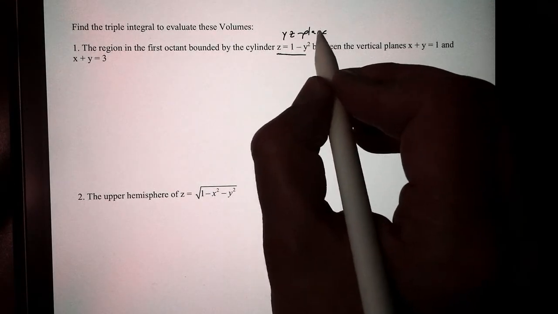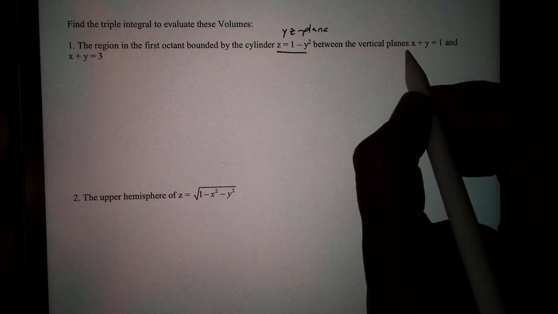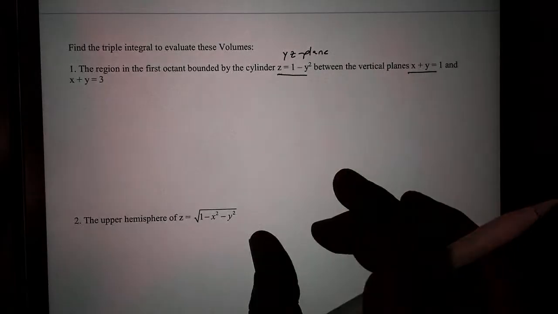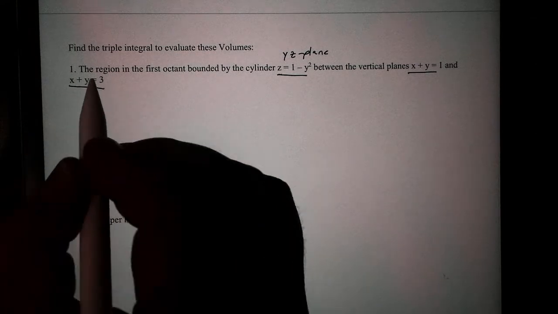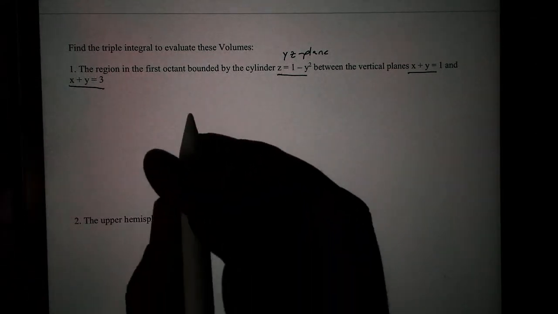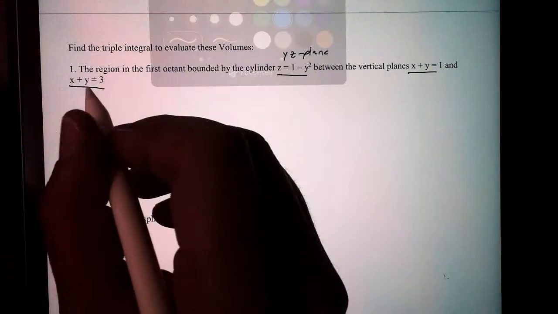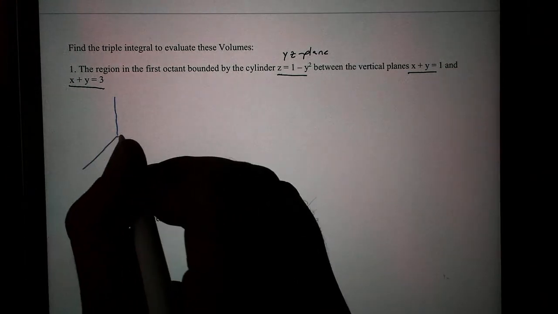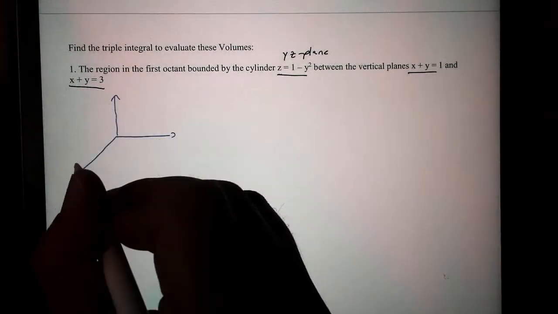On the YZ plane, and between the vertical planes x plus y equals 1 and x plus y equals 3. So let's just give an idea of what this at least looks like right here. I'm going to use blue here. So if we were to graph this, let's go ahead and graph our cylinder.